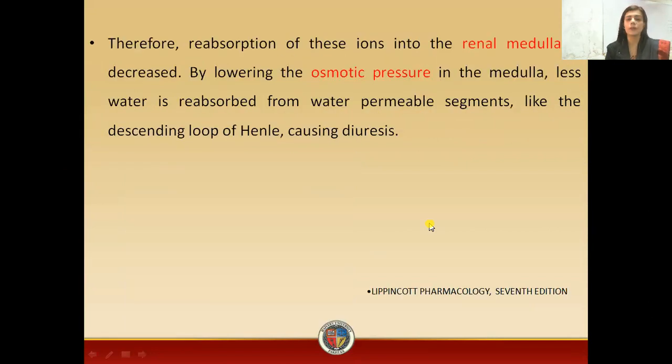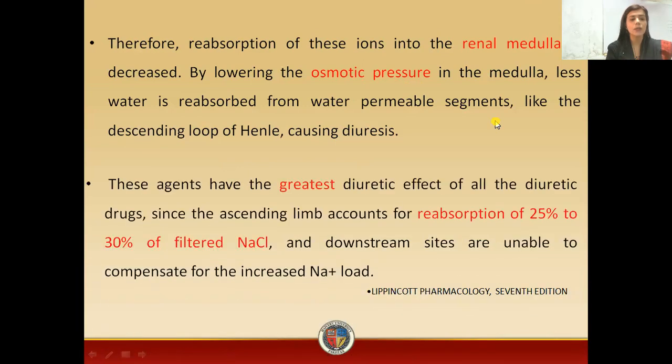So in this way, it will help in reducing the blood pressure. It will help in reducing the osmotic pressure by decreasing the reabsorption of water. Basically, this process is happening at the renal medulla of the kidney. So you may say that these are the diuretics that will produce their highest or maximum effect.